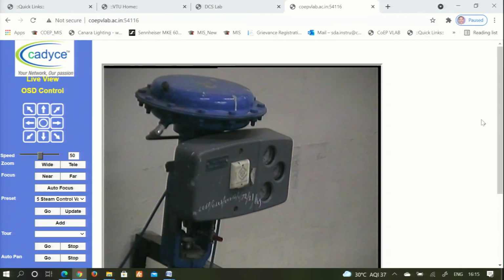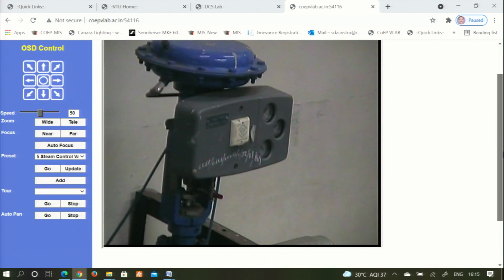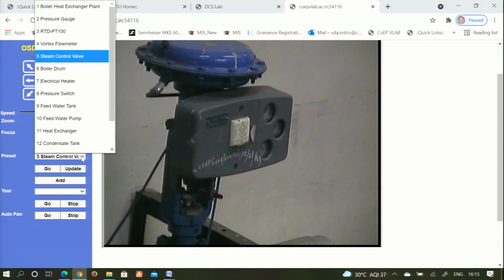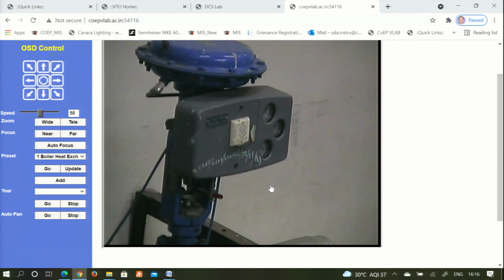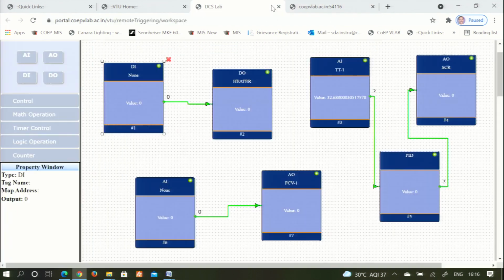So, the beauty of this plant is for each plant there is an IP camera connected which will take you to the plant. The entire control of this IP camera would be given to you, and then there are default locations. If you want to see, you can click it and say go to that. So, slowly the camera would take you to the location where you can see the plant.